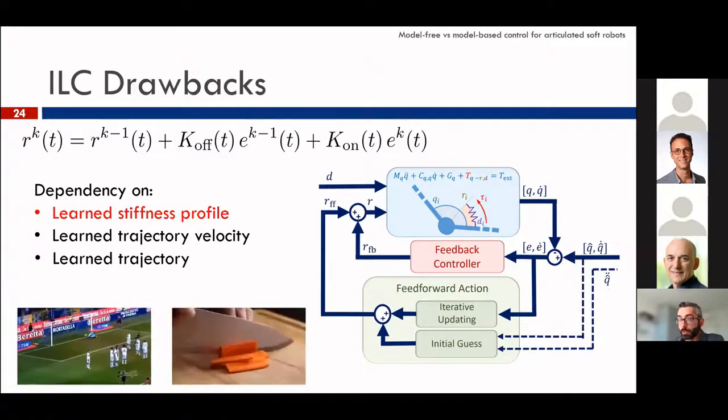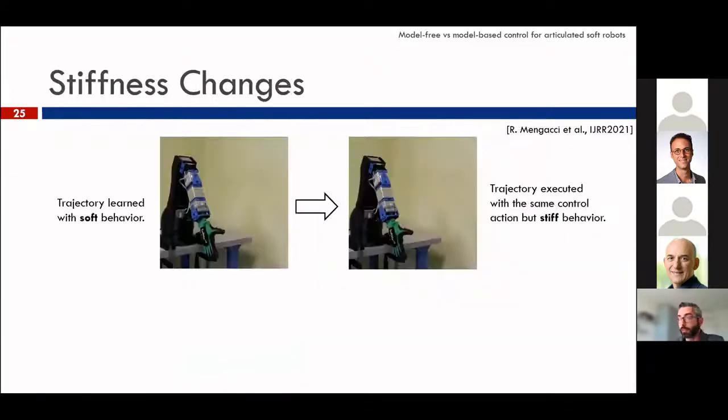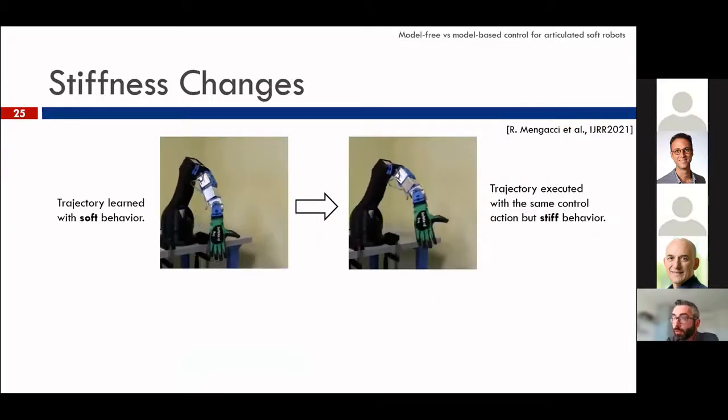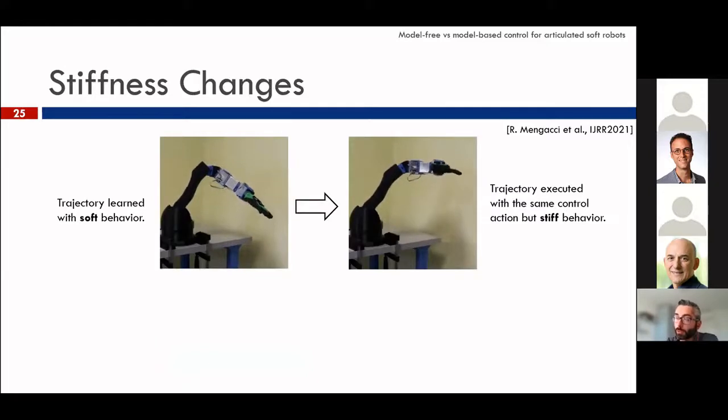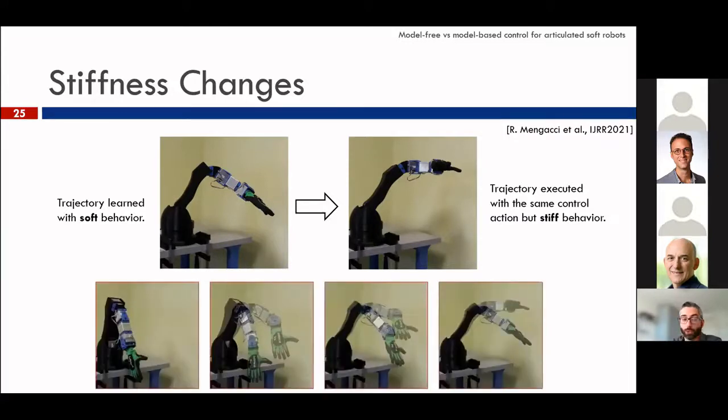I can show you one example here for the stiffness. Here, using the previous control, we learn the trajectory with this 6 degrees of freedom robot. We learned it with a soft behavior. Then, using the same learned control action, we try to track the same trajectory by changing the stiffness behavior from soft to stiff. And the result is this. We have a huge tracking error.